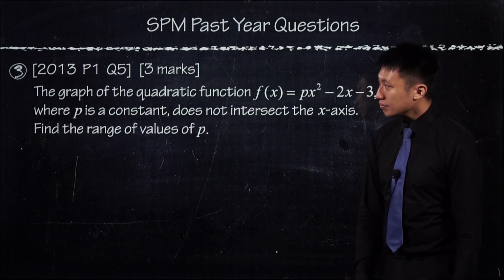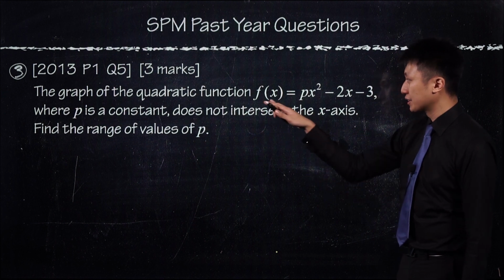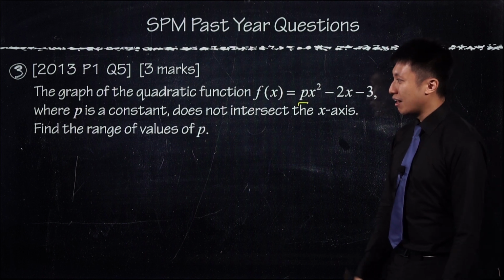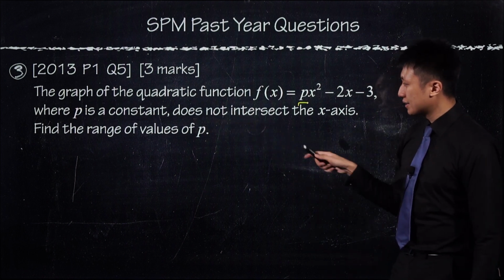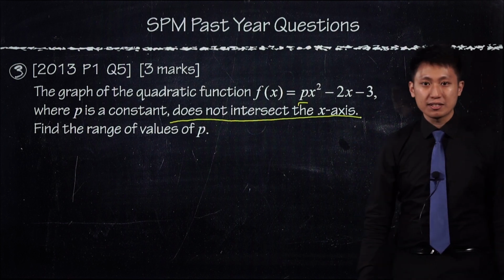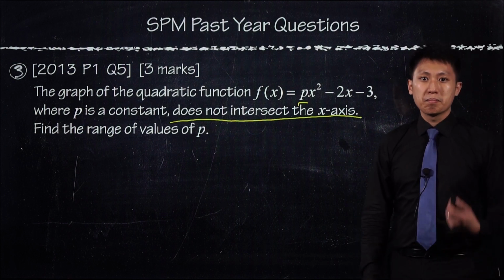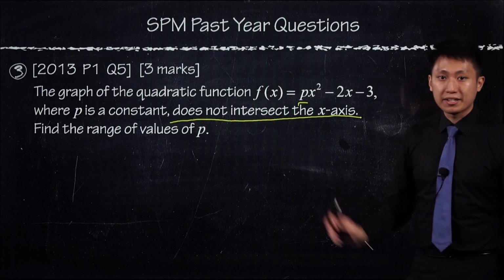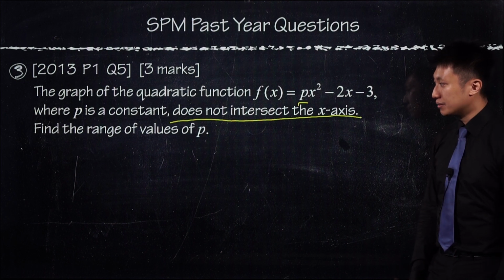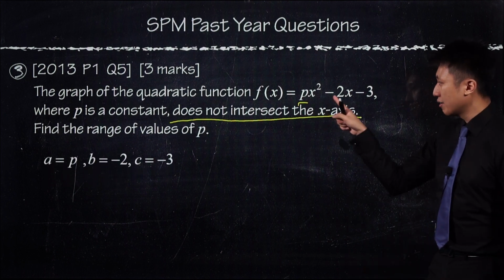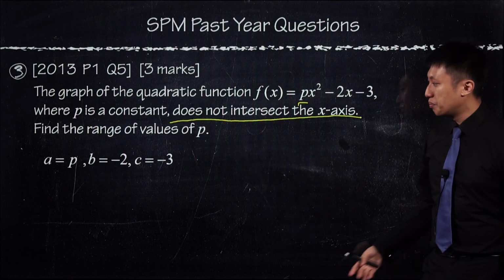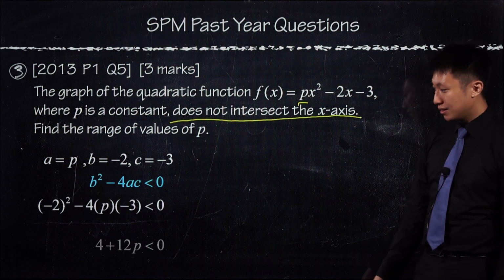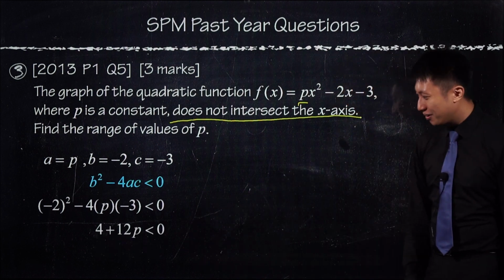Okay, last one. The graph of the quadratic function, this thing, there's a p, don't be afraid of this, where p is a constant, does not intersect. Can you tell me what it means? Does not intersect means b squared minus 4ac is less than 0. Find the range of values of p. So I put down what's your a, what's your b, what's your c. Then I do b squared minus 4ac is less than 0. I substitute it in, and then I simplify, and that's so simple.